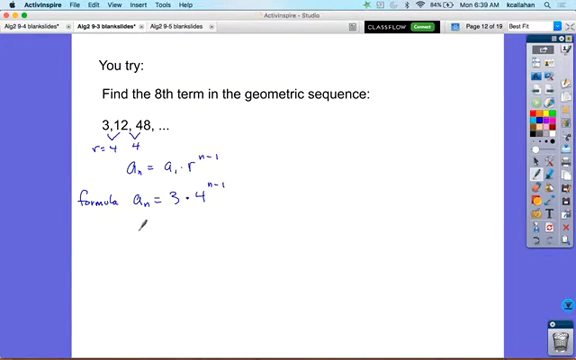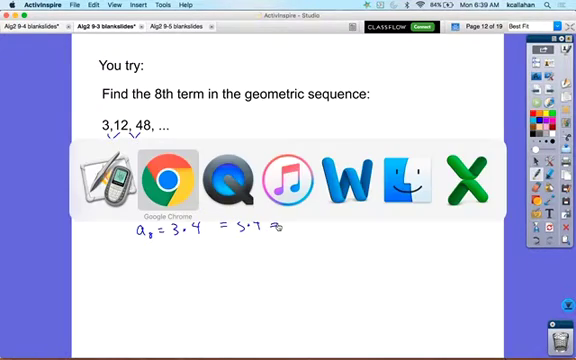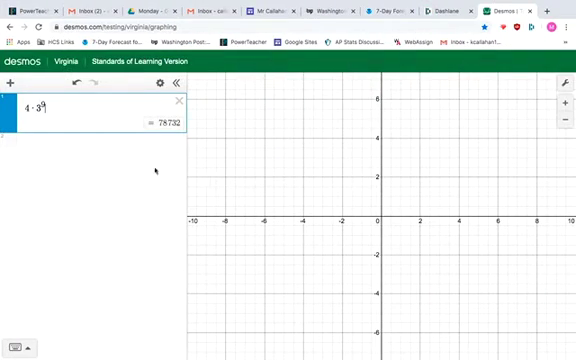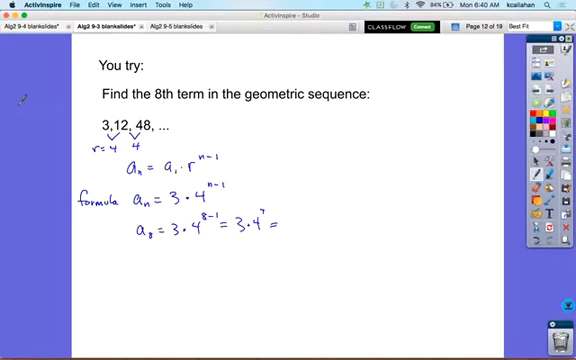So a8 will be 3 times 4 to the 8 minus 1, which is 3 times 4 to the 7th. Which again, I am going to do in Desmos. 49,152.